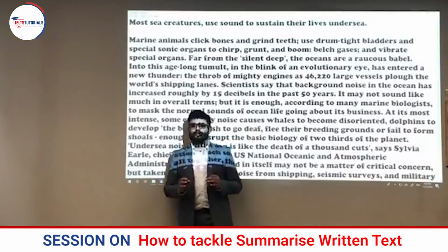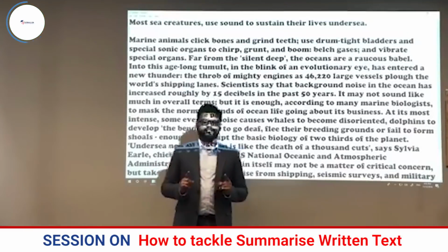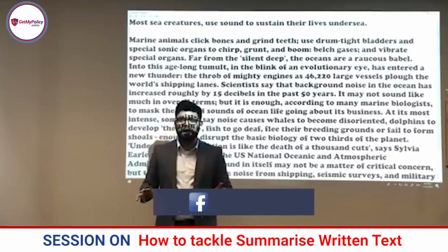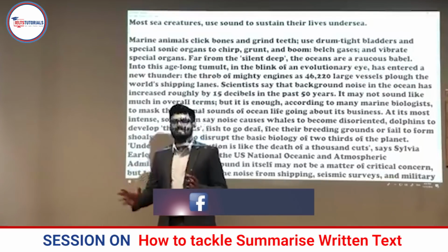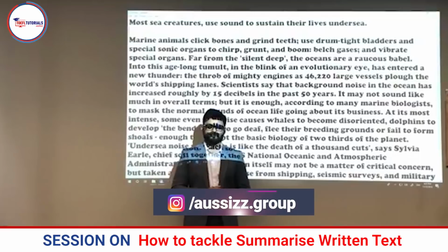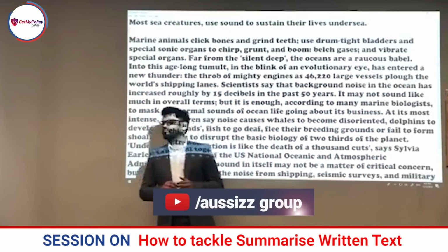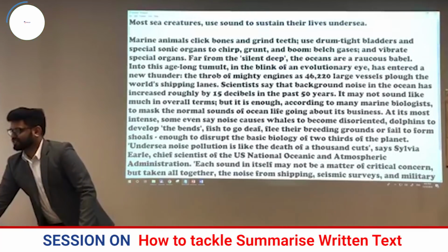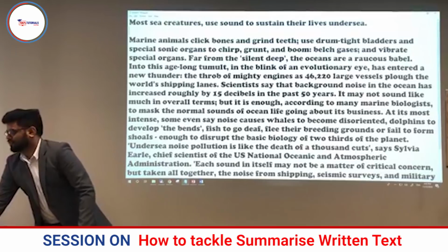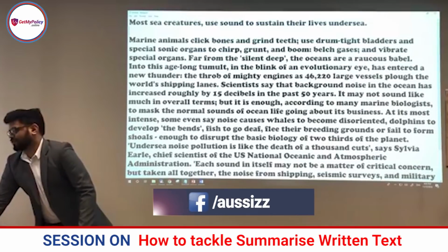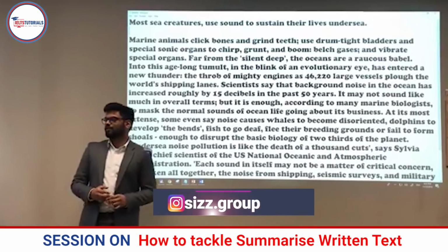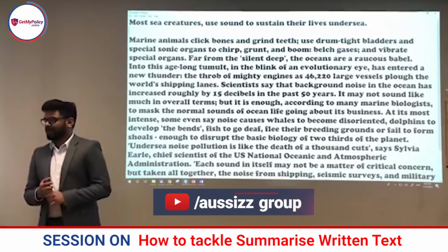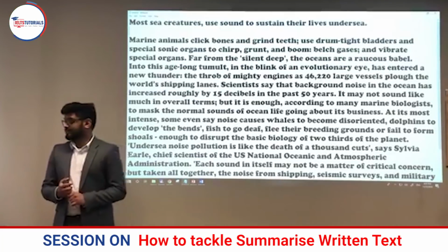Now this is the major thought, guys. When you list down a one sentence summary, you're just writing the main points. No descriptions, no examples, no names or anything of that sort that points out to a description. So I'm just going to skim read this passage. Now one of the interesting things is they've said the throb of the mighty engines as 46,220 large vessels plow the world's shipping lanes. Scientists say that the background noise in the ocean has increased roughly by 15 decibels in the past 50 years.